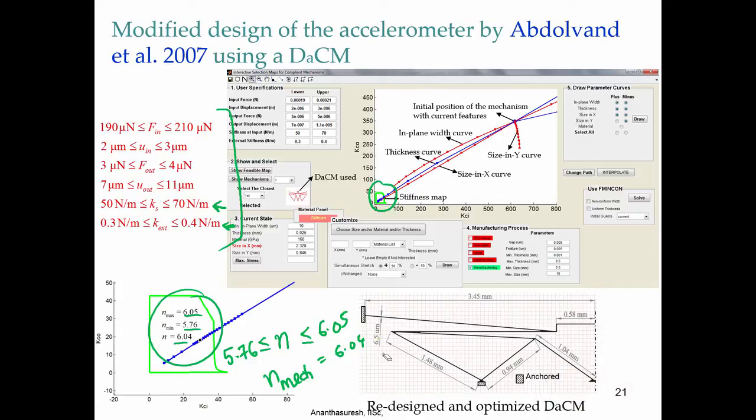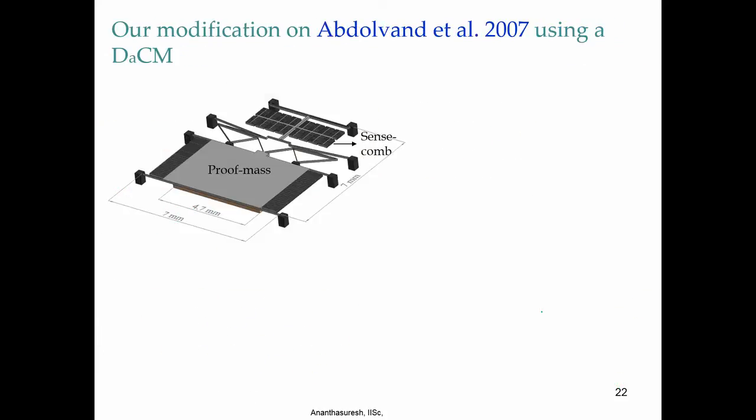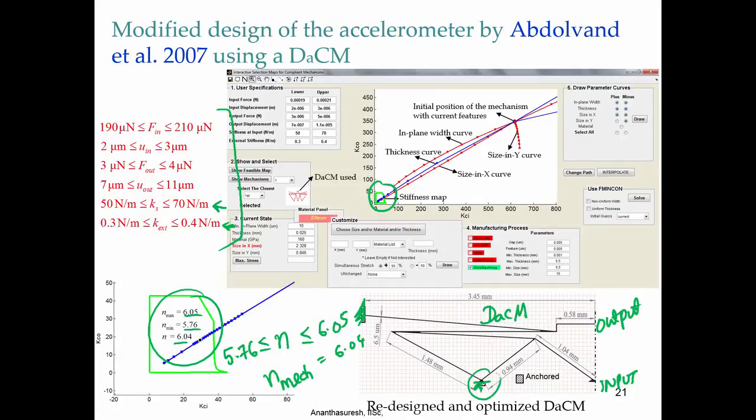The mechanism looks like this. It is fixed here, and it is fixed here, and here is where the input is, and here is where the output is. It is a DACM, displacement amplifying compliant mechanism. Okay, we can see if that is fine. Sometimes having an anchor inside like this may also cause problems, but there are ways to deal with it.